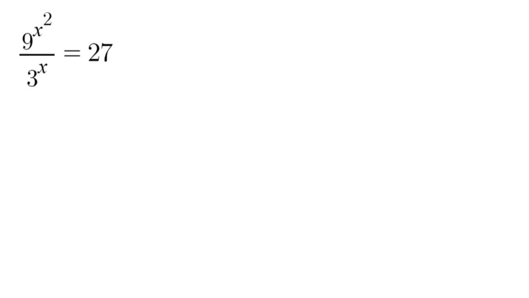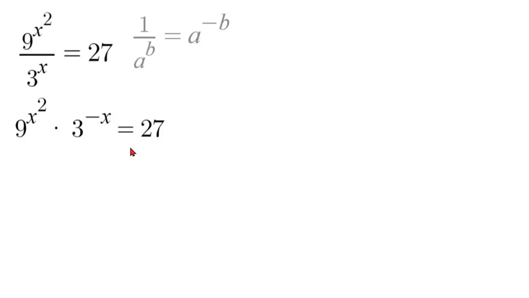So the first step with this one is we want to move our denominator to the top with our numerator. And how we're going to do that is we're going to use an exponent rule that says if we have 1 over a to the power of b, that is equal to a to the power of negative b. So in this case, we can rewrite 3 to the power of x as 3 to the power of negative x. So we'd have 9 to the power of x squared times 3 to the power of negative x is equal to 27.